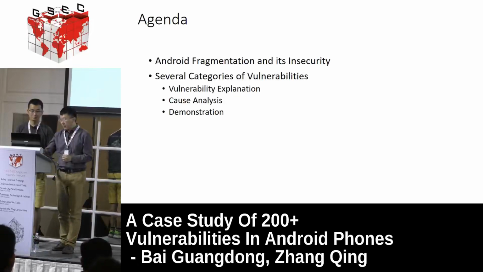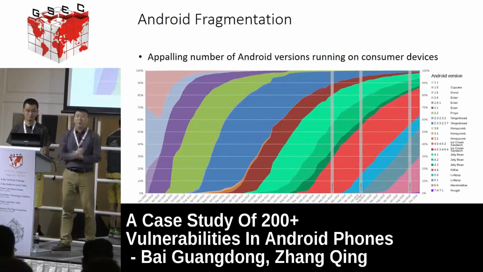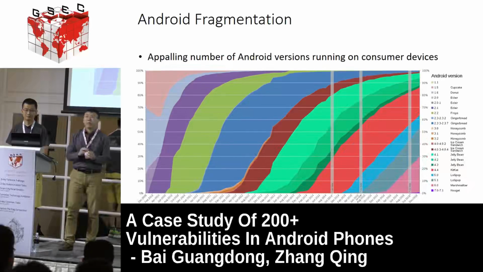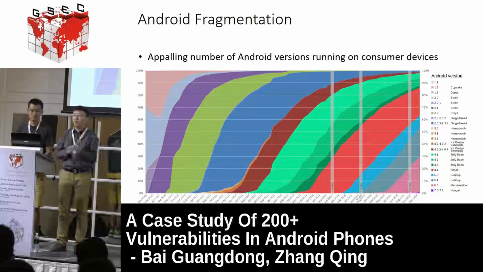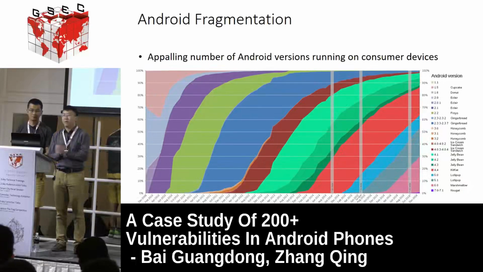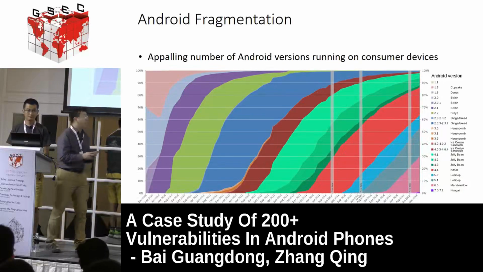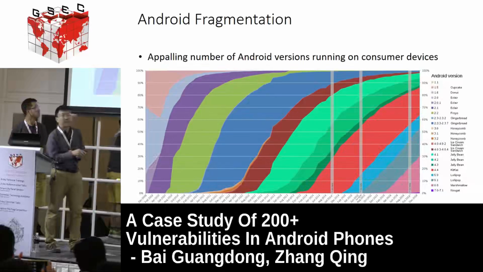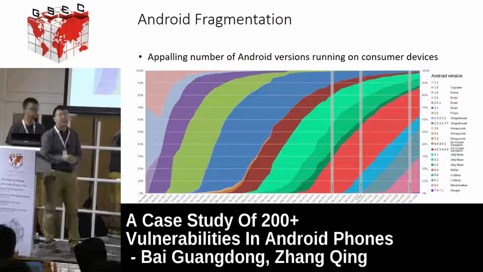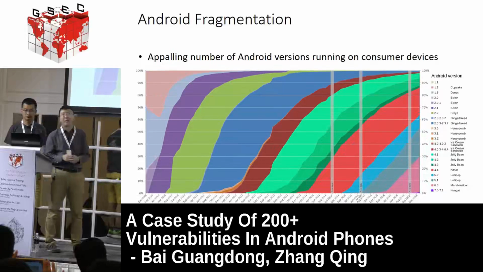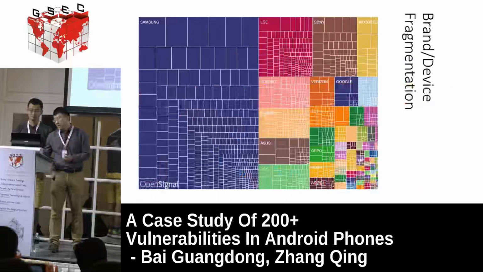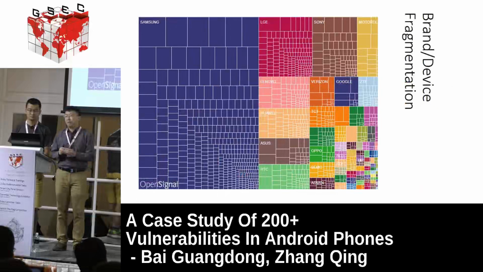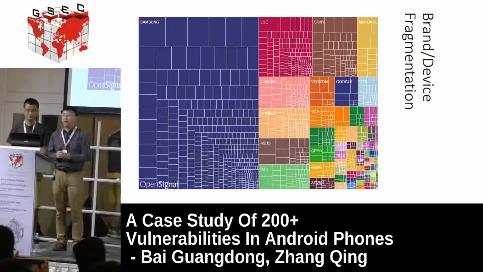Okay. So when we talk about Android fragmentation, we usually talk about two aspects. The first one, we call version fragmentation. If you look at this figure, at any particular time point, there are various versions of Android running on customers' devices. The second aspect, we call brand or device fragmentation.